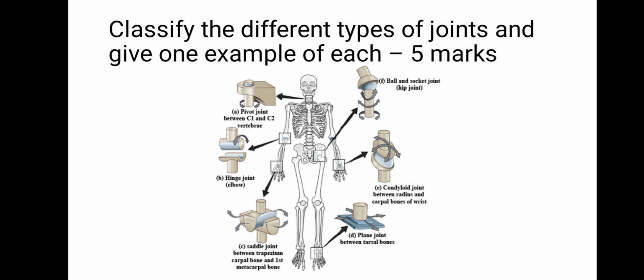Joint classification. Joints are classified by movement or tissue type. By movement: immovable, slightly movable, freely movable. By tissue, which is more common: 1. Fibrous, 2. Cartilaginous, 3. Synovial. There are 6 types of synovial joints: ball and socket joint, condyloid joint, gliding joint, hinge joint, pivot joint, saddle joint.